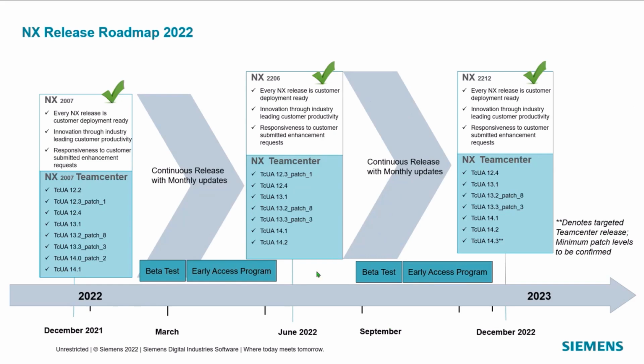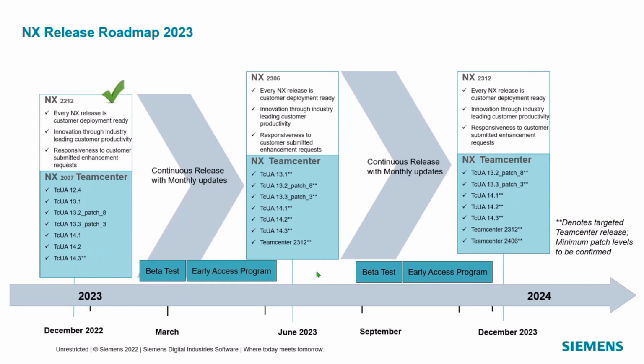So coming about to the beginning of this year, let me go up to 2023. Again, in December, the 2212 release came out. The latest release that's available right now is the June version, which is 2306. That's the version I'm going to be running in my demos today. And we've gotten pretty close to when 2312 is going to be coming out. So we'll be looking forward to some new updates here right at the beginning of the next year. We'll be looking at NX 2306.